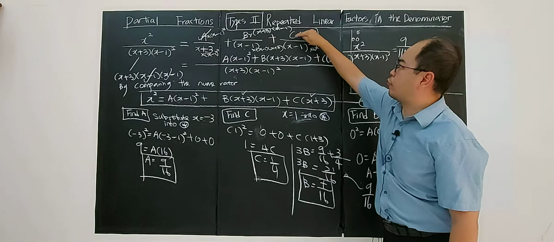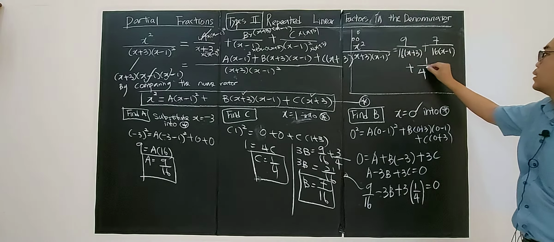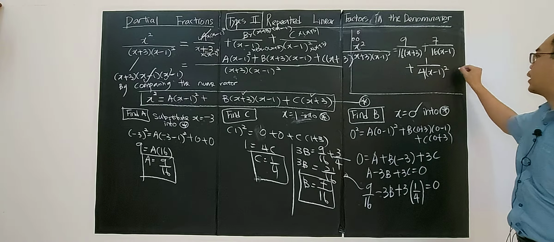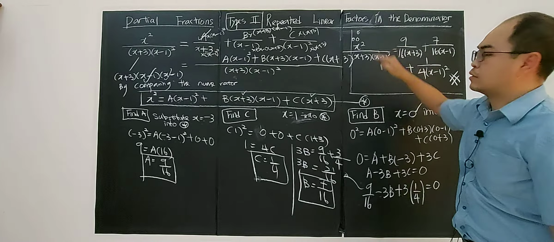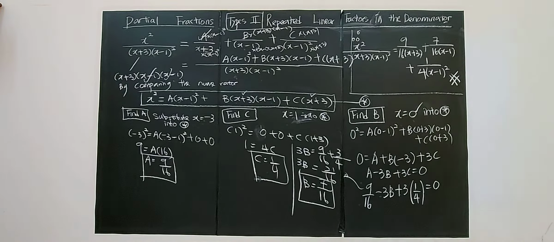Remember, here is 1 over 4. I bring the 4 together with the denominator. It will be x minus 1 square. This will be the partial fraction for this polynomial rational function. Hope you understand. I will give one more example for you.